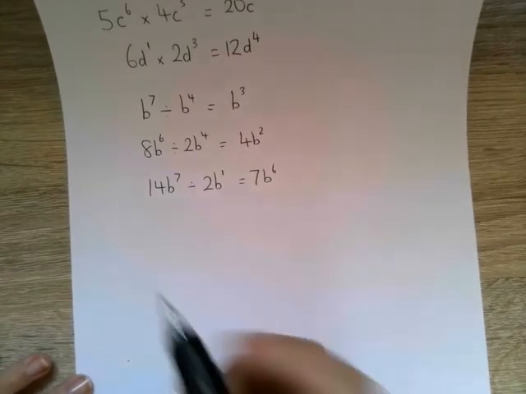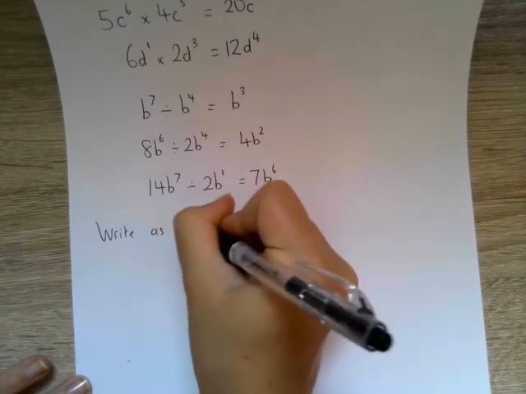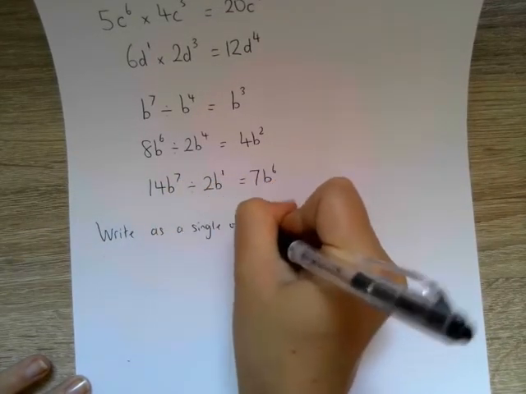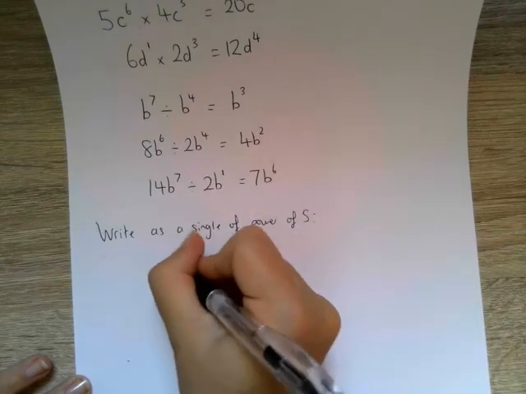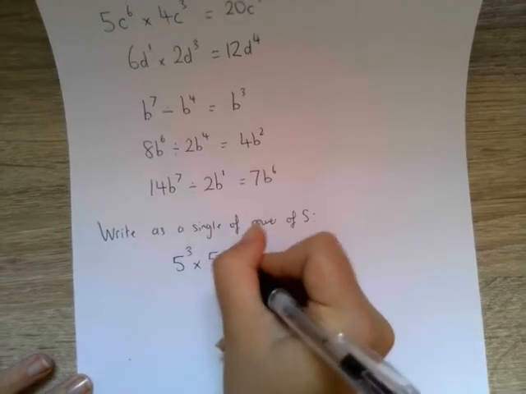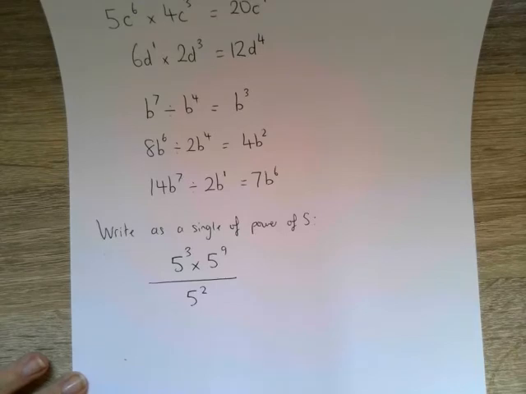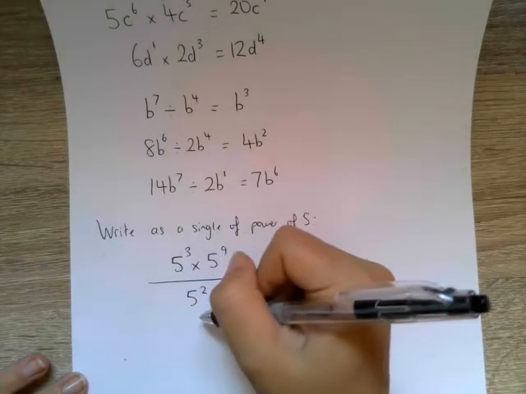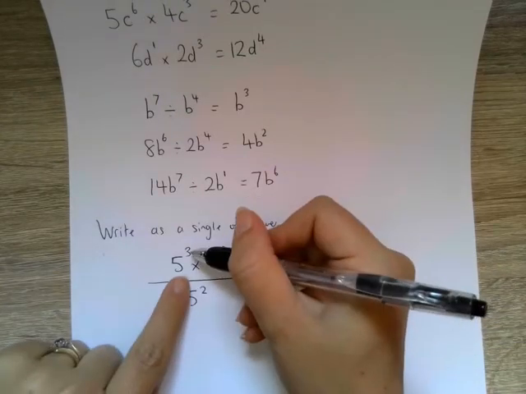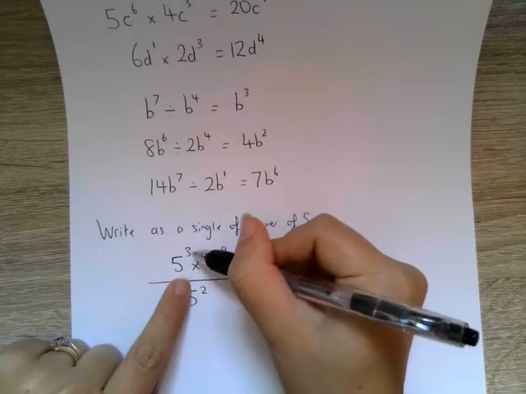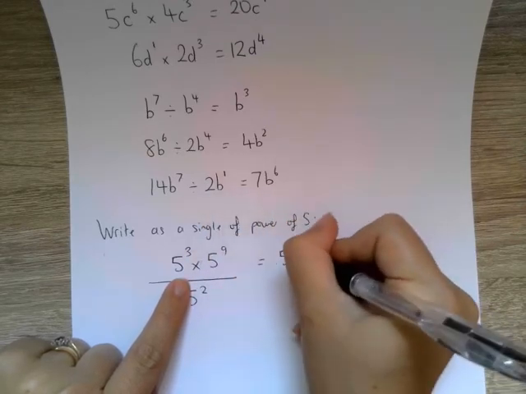Quite often they might do ones like this where they say to write as a single power of 5, for example. It could be anything, I've just chosen 5. So it might be an expression that looks like this. With this kind of thing, you just need to work out the top, work out the bottom if it needs working out, and then do the division after that. So for this one, we're timesing here, so I'm going to add those indices together. So 3 plus 9 is 12, so it would be 5 to the power of 12.